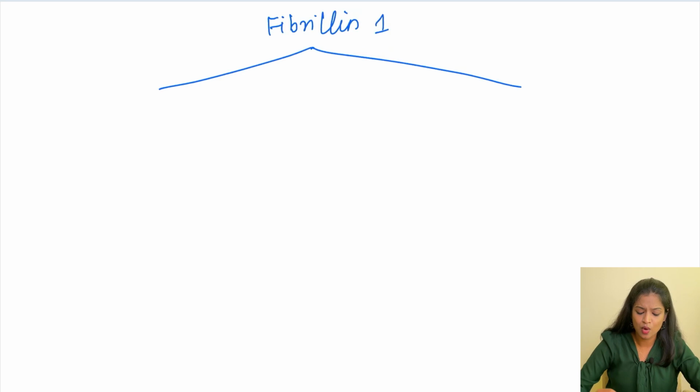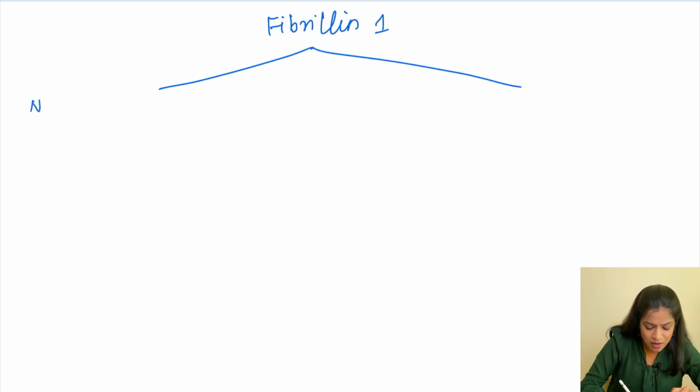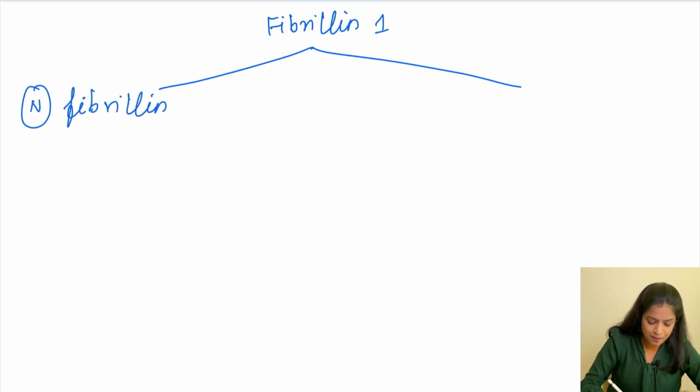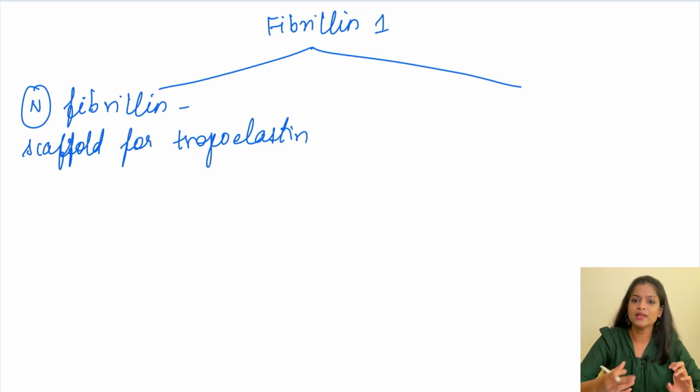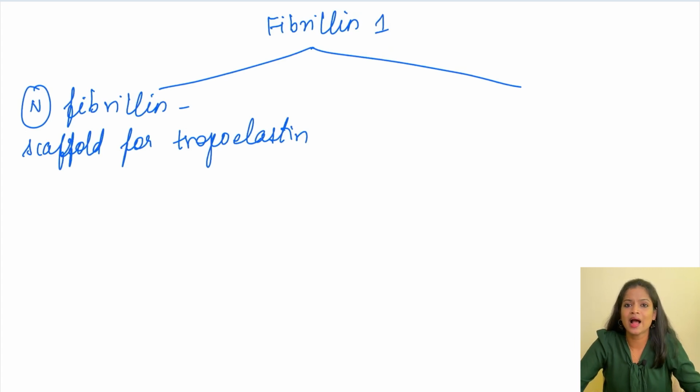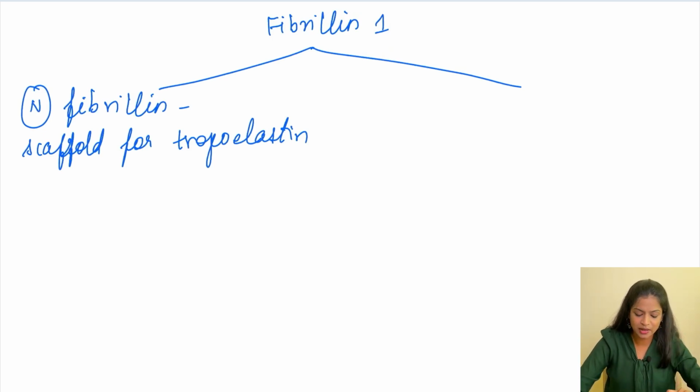So now let's see what happens because of this abnormal fibrillin-1 which is being formed. Normally, the normal fibrillin is going to act as a scaffold for the tropoelastin. Okay. So on this scaffold only, the tropoelastin is going to form the elastin fibers. So elastin is again forming the connective tissue. So whenever this fibrillin is going to be defective, it is going to have an abnormal formation of elastin as well. So even though fibrillin is defective, elastin is finally getting affected. Okay, so that kind of thing is going to be there.